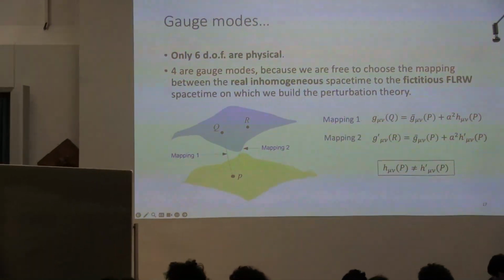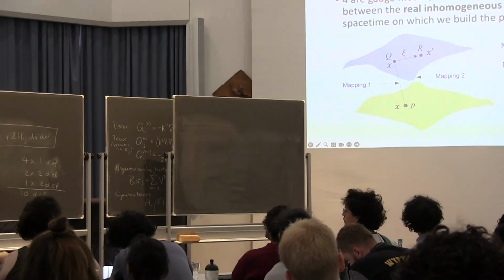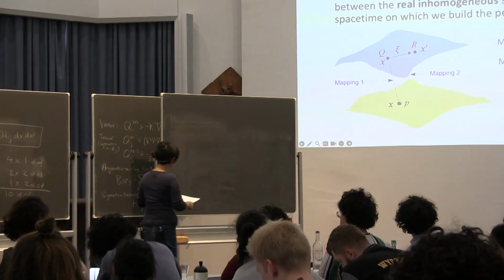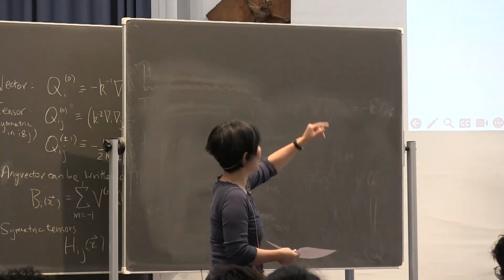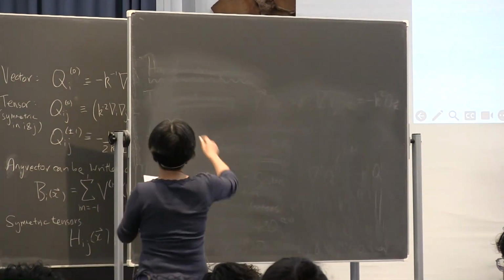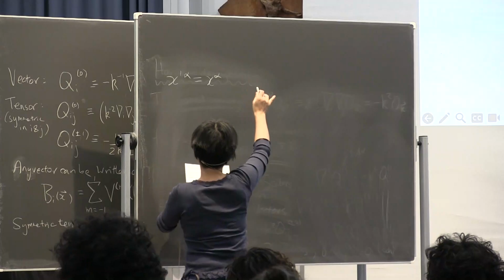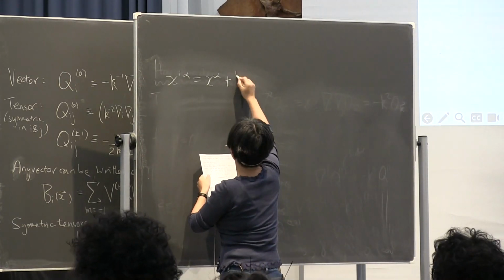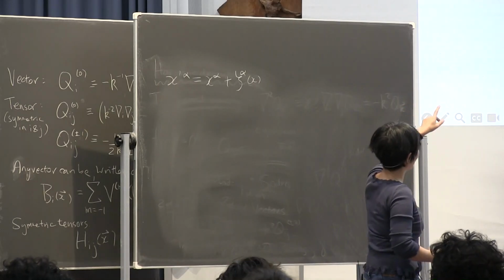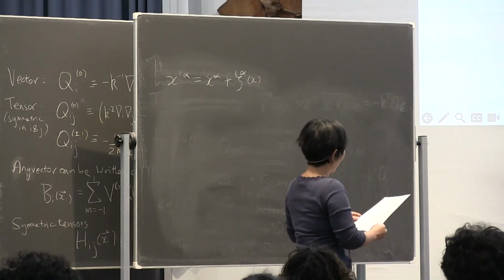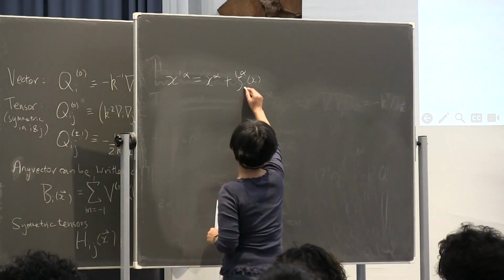So to figure out how I can go from one mapping to another, I can essentially think about it as if I was doing a coordinate transformation. So in particular, I can think about moving from the point Q to the point R as if I was doing a coordinate transformation, like so. Okay. So x prime alpha is equal to x alpha plus psi alpha of x, where psi is basically this four-vector that allows you to go from Q to R, okay? And x prime is basically the coordinate at the point R, and x is the coordinate at the point Q, okay? And this is supposed to be infinitesimal.